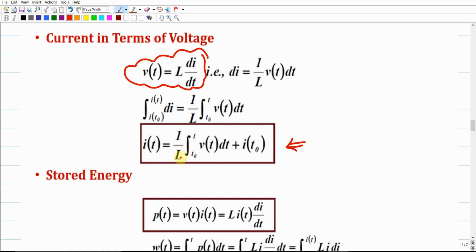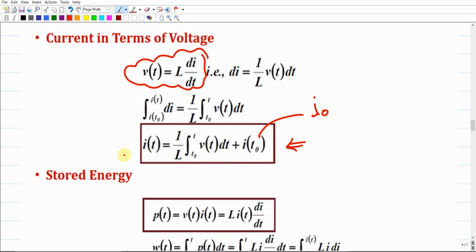Divided by, or times 1 over L, where L is the inductance of the inductor, measured in henries, as I mentioned, plus I of t0, which could be written as I0. This is the initial current through the coils of the inductor itself, right? In many cases, I0 will be considered 0. So we're going to end up with the simple expression: 1 over L, the integration from 0 to t of v of t dt, right? I'm going to show you an example on this expression.